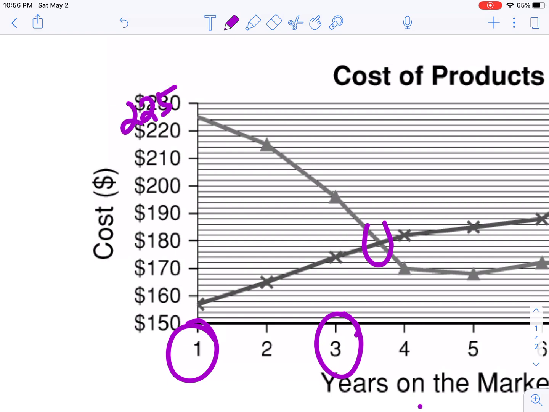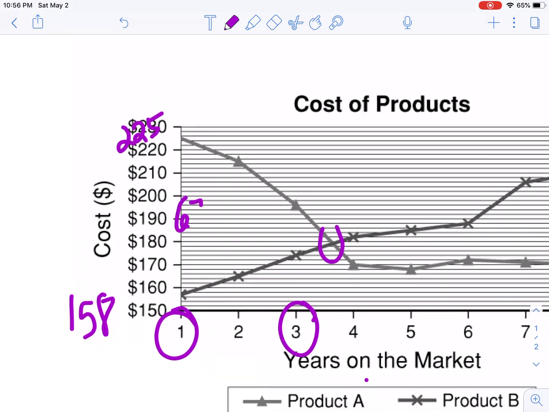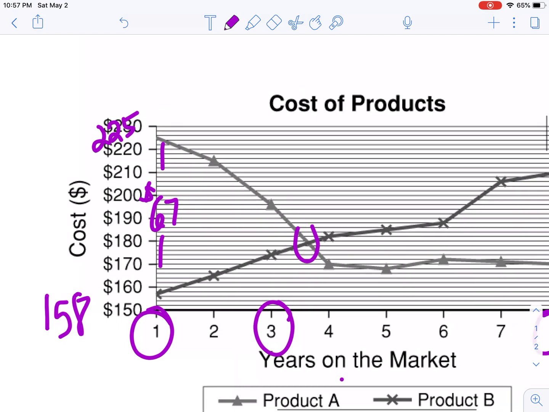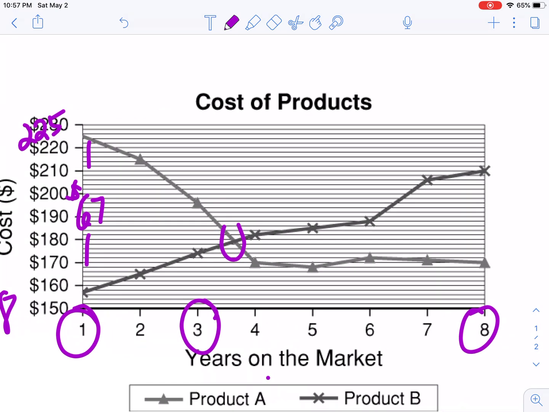Product B is about $158. So $225 minus $158. So it's about $67 difference between product A and product B in year 1. Then I'm going to do the same thing for year 8.